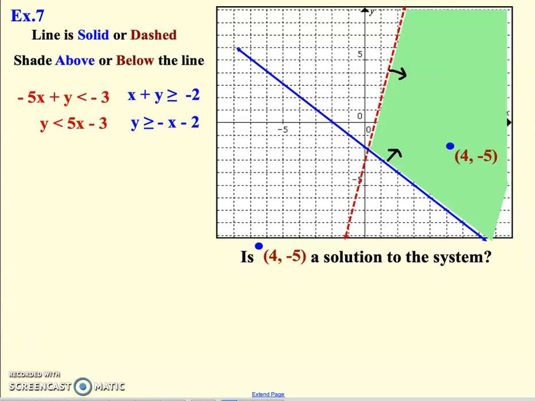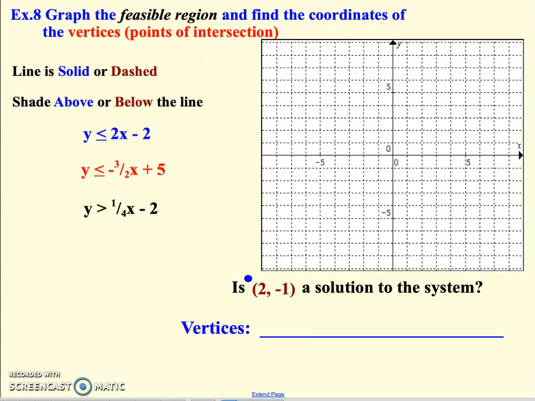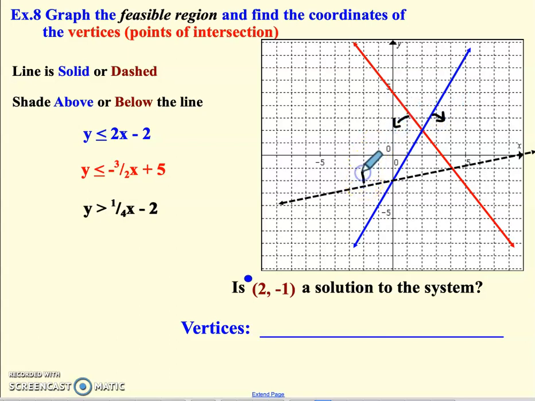Okay, pretty simple system to start with, overlap shading. So now a system of 3. And so we'll get those graphed up. So I'm just going to pop them up quick. We're just working off of y-intercept and slope. Now again, before I go nuts shading all over the place, I just like to do a little bit of arrows. So if I'm less than, I'm below the blue. I'm less than, that's below the red. I'm greater than, that's above the black.